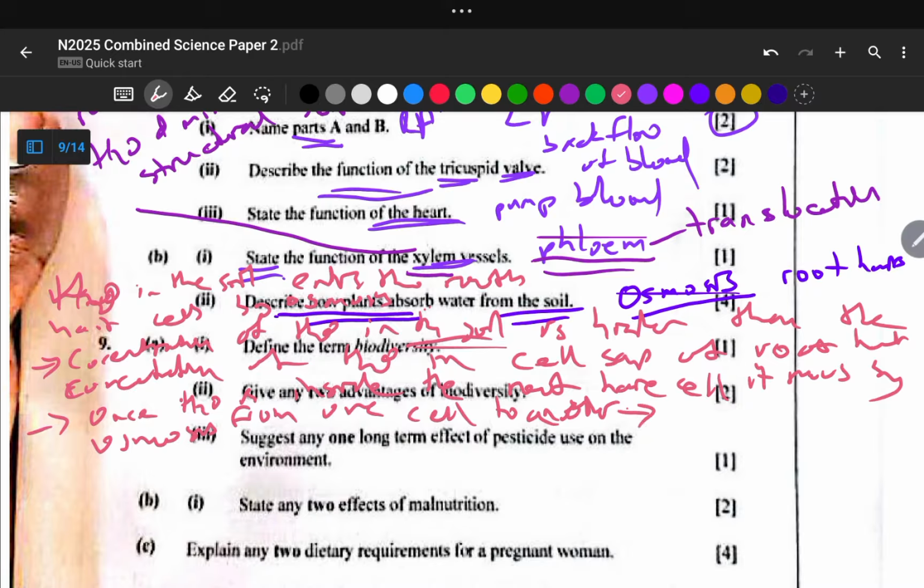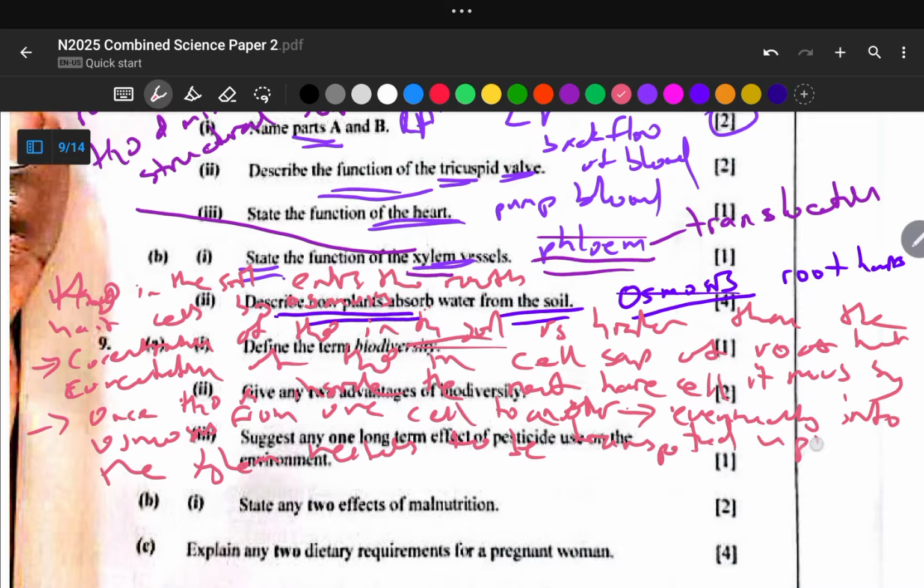And then eventually into the xylem, where it is transported upwards, right? So the final part is water eventually goes into the xylem vessels to be transported upwards, right?